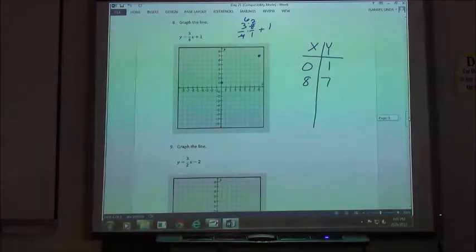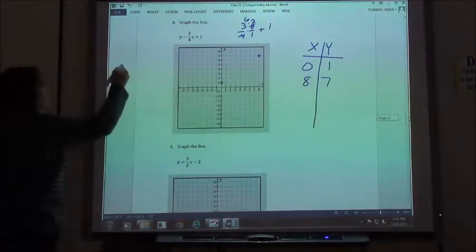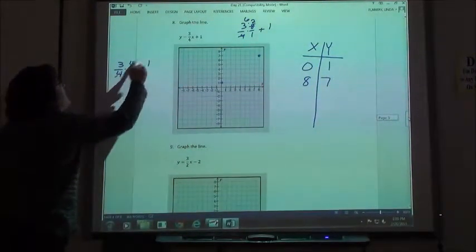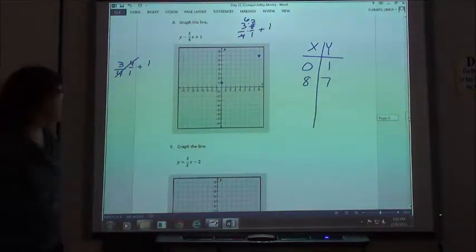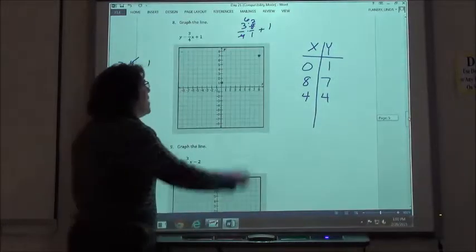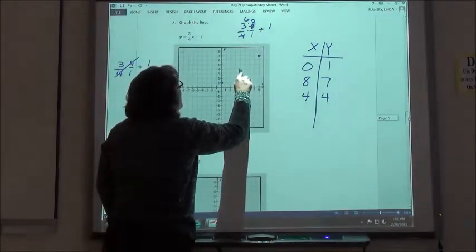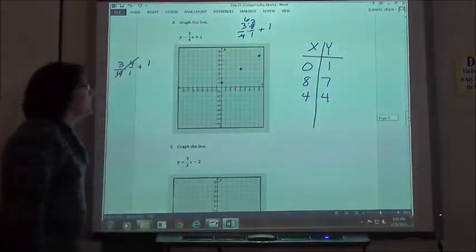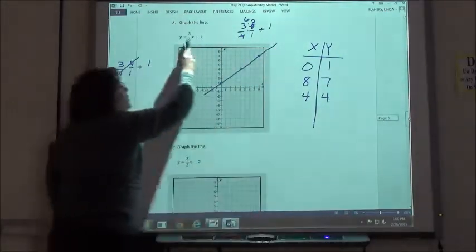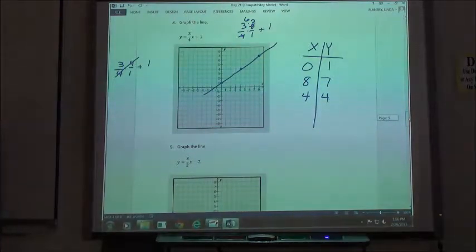But what's another good number we could pick? 4 would be a great number to pick. 3/4 times 4 over 1 plus 1 would give me 4. 3 plus 1 is 4. So when we put 4 in for x, we got 4 for y. Over 4 and up 4. Now we can connect our dots and draw our line. And again, our slope was positive, and that's why it's going uphill as we go from left to right.